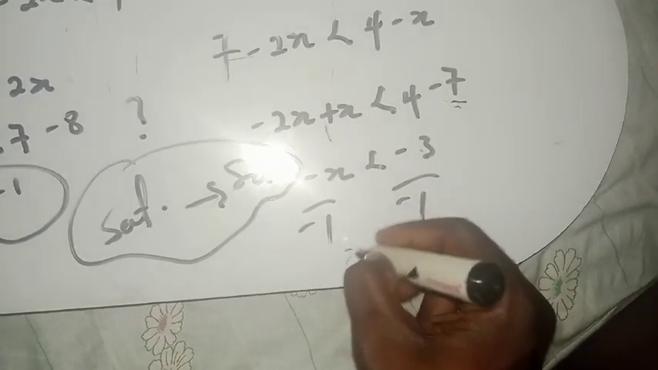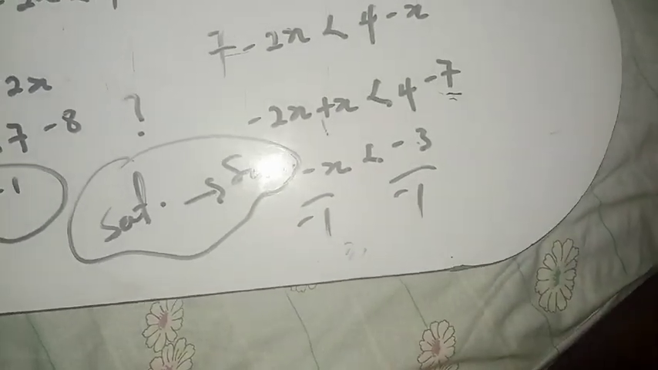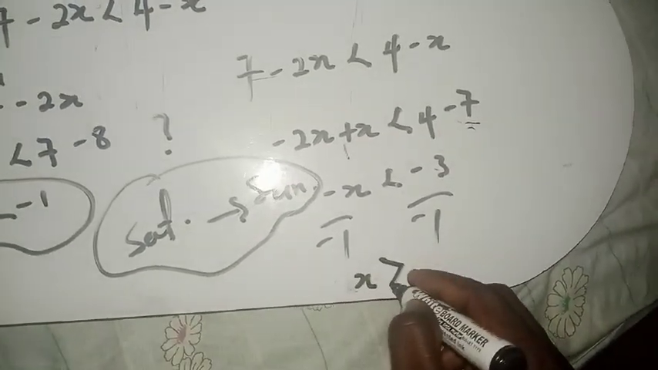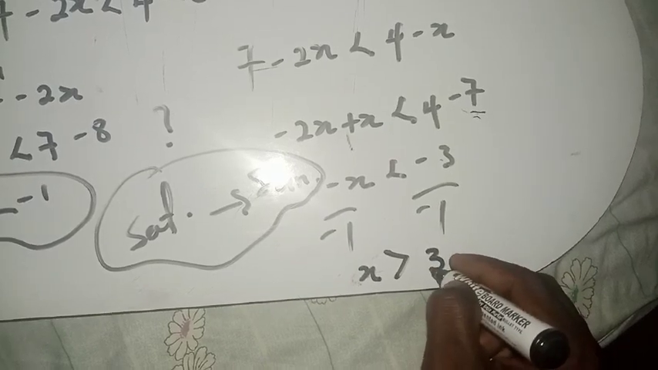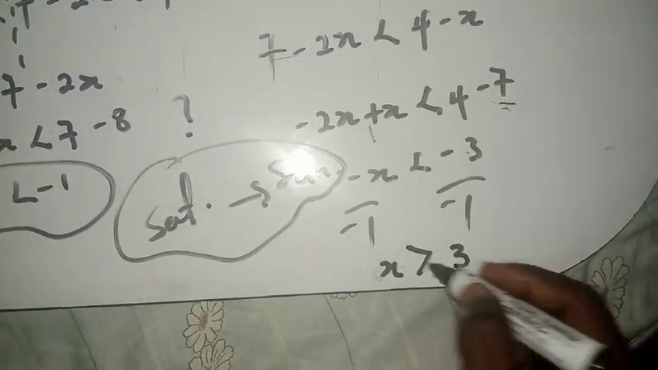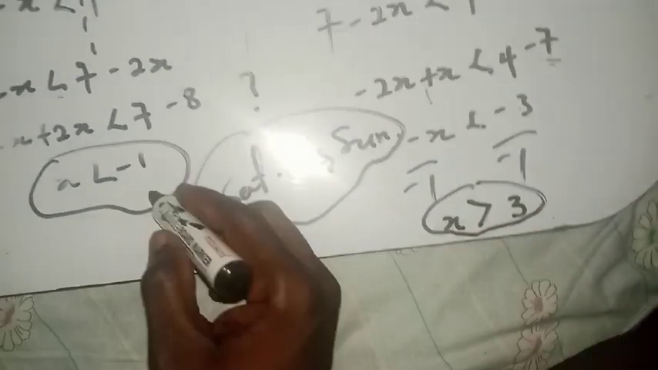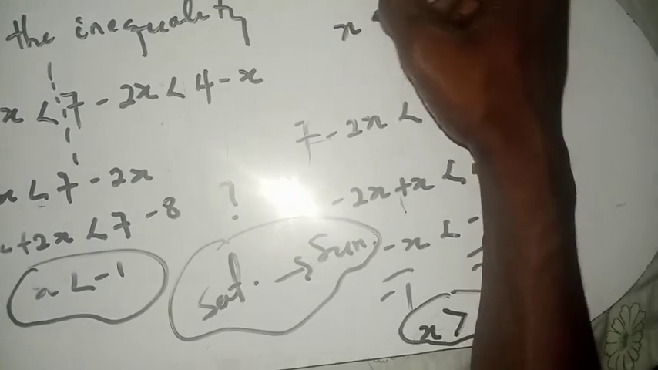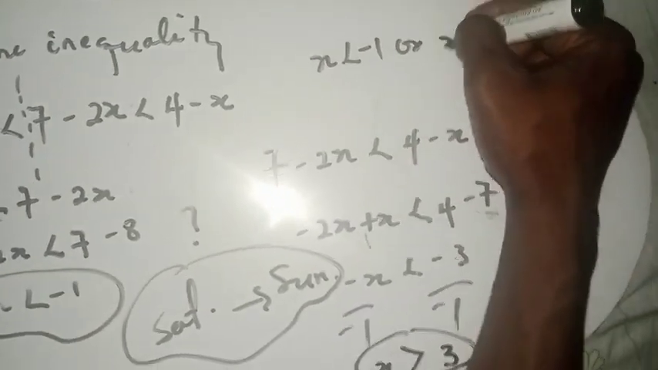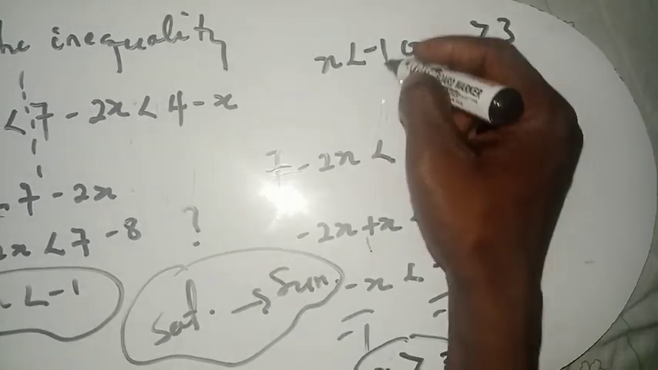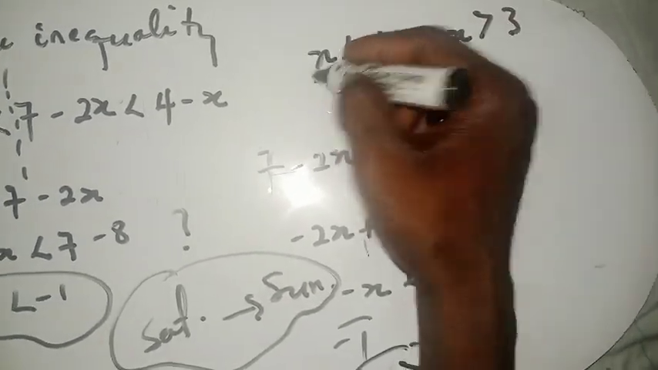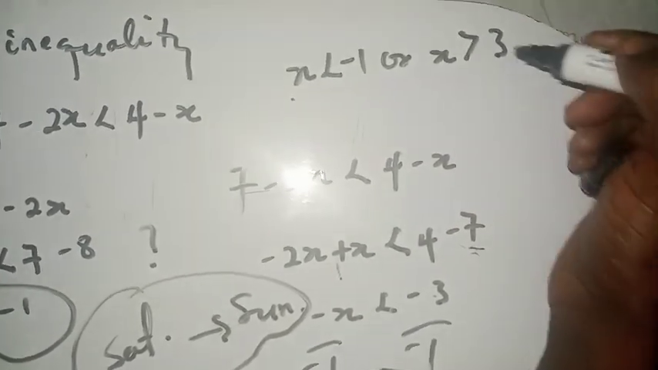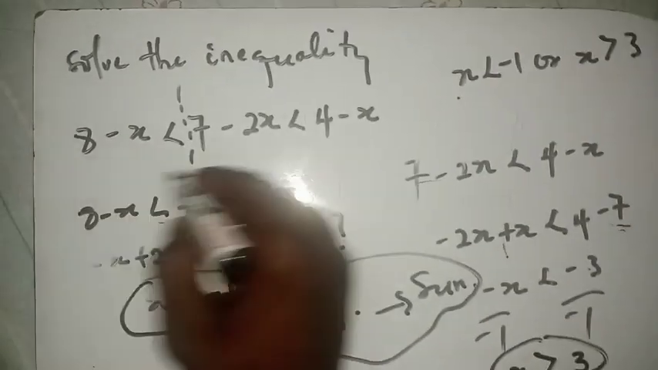So here you have the x. Let me change my pen. So you have x greater than 3. These are the two simple solutions that we have for this type of inequality. So the solution is going to be x less than -1 or x greater than 3. Anybody that is less than -1 is accepted, and anybody that is greater than 3 is also accepted. It will make this inequality valid.